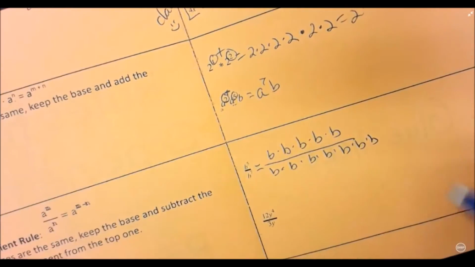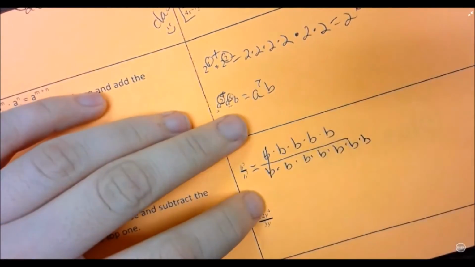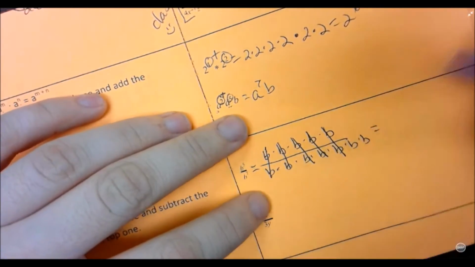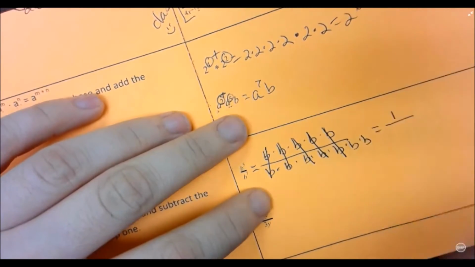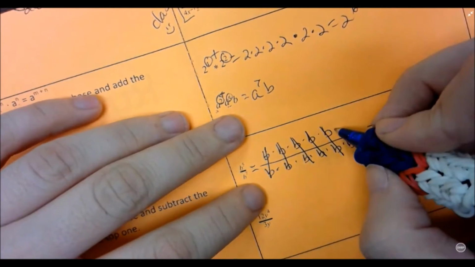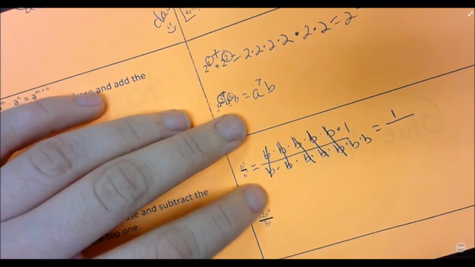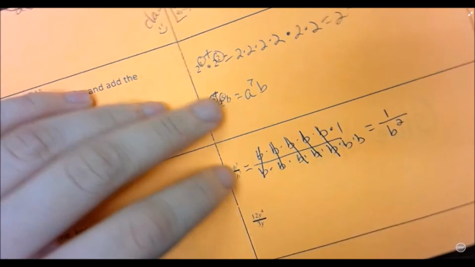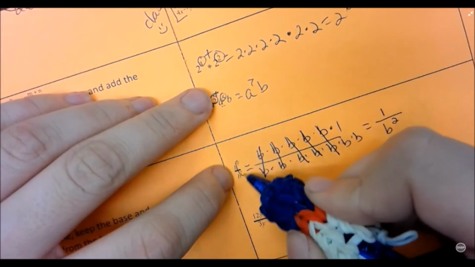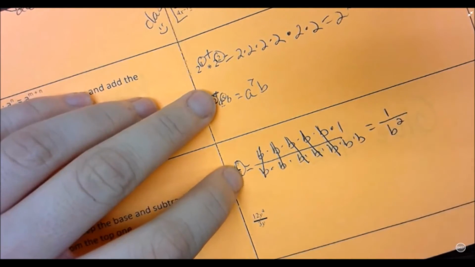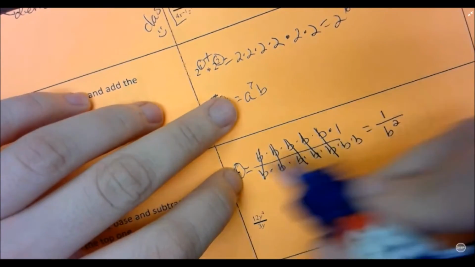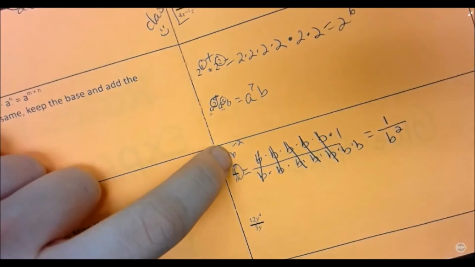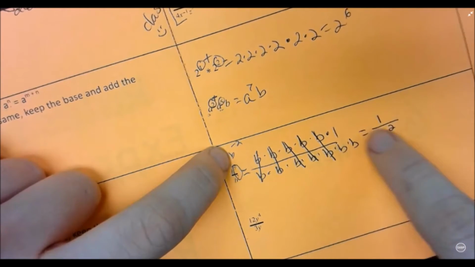Okay. Now I can cancel out b's, which leaves me with just 1 on top, the number 1, because of course I can multiply anything by 1. And b squared in the denominator, which is your 5 minus 7, which is negative 2. And then, of course, b to the negative 2, using the negative exponent rule, would go to the denominator. So 1 over b squared.